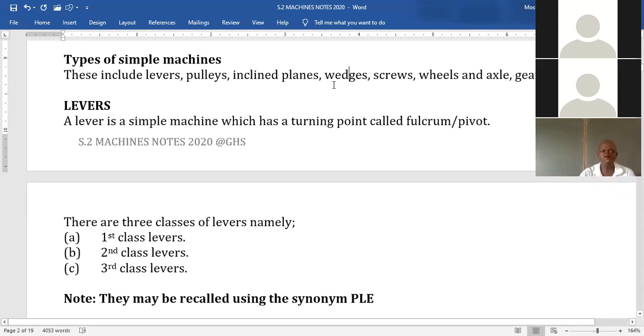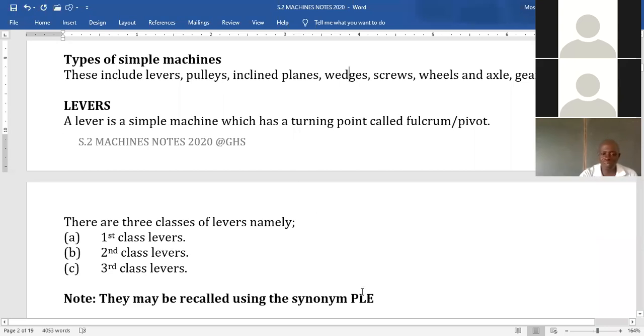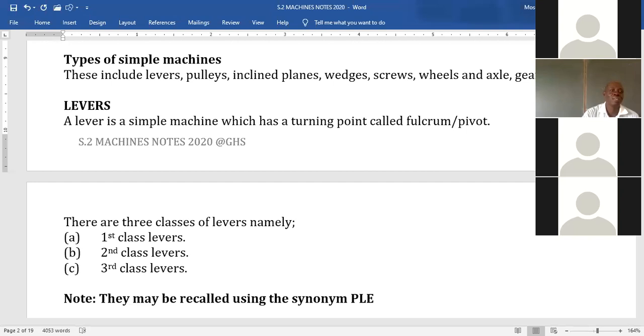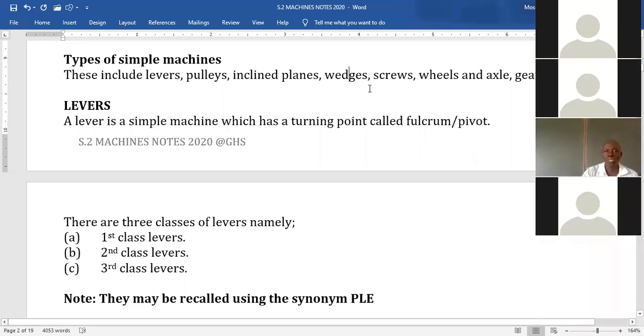Who knows what a wedge is? That is the only machine which is a little bit rare. Anybody who knows what a wedge is? It's a cutting tool. Is that what I heard? Oh, you don't know what wedges are. Teacher, is it like a triangle?